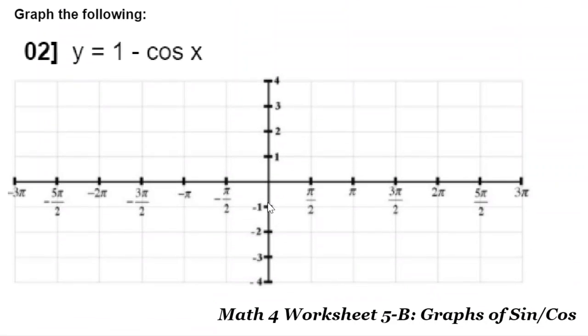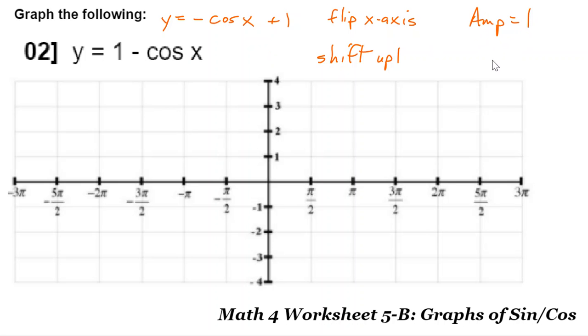All right, let's tackle number 2. 1 minus cosine x. Now, you could almost redo that in this fashion. And that tells you that there are 2 main things going on here. One is the negative sign, which tells us that we are going to flip on the x-axis. And the plus 1 tells us that we are going to shift up 1. And there's no number immediately in front of cosine, so that means our amplitude is 1. And our period is going to stay 2 pi.